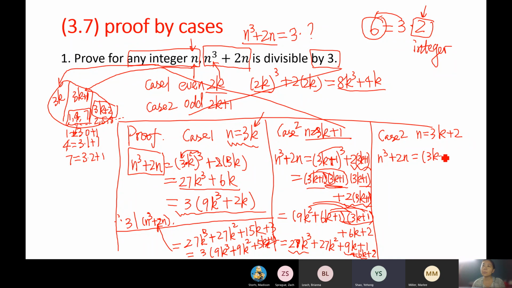I did see some students try to do indirect proof for this one, saying this is not divisible by 3, and it's probably not going to work because if you want to do indirect proof, you have to find a contradiction, but it's going to be very difficult to find a contradiction this way. Okay, so this is still direct proof, but we just have to do 3 cases. Okay, so I'm going to go ahead.